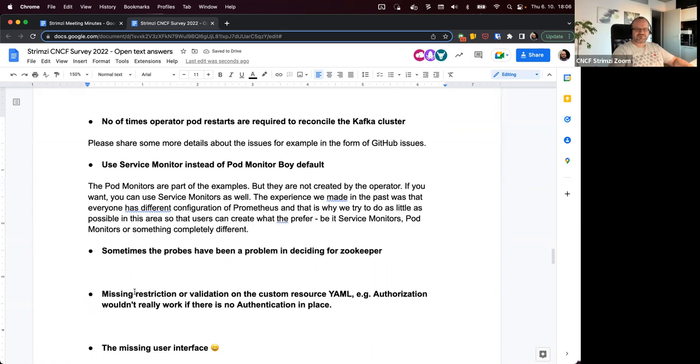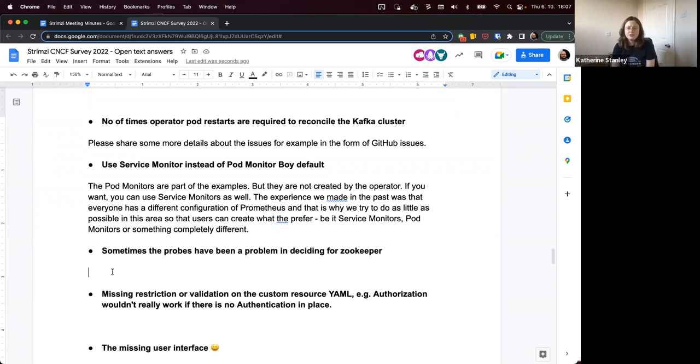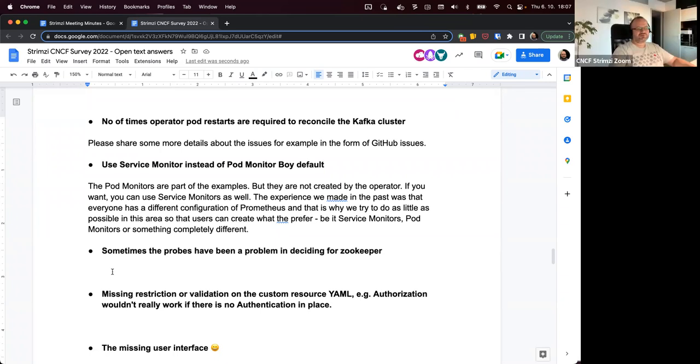Sometimes the probes have been a problem in deciding for ZooKeeper. I guess here it would be useful to know more about the issue and have some logs and so on. Do you understand them to mean the readiness probes? I assume this means the readiness probes.